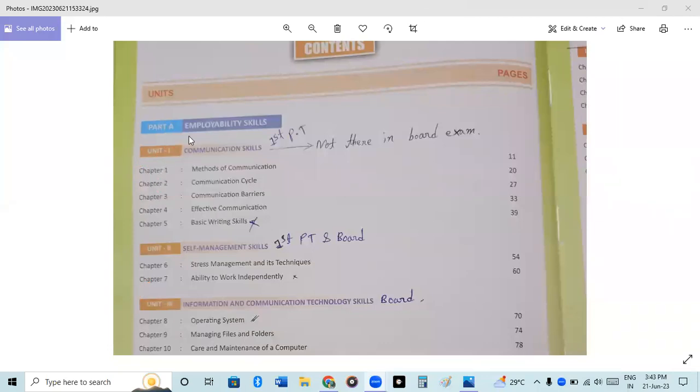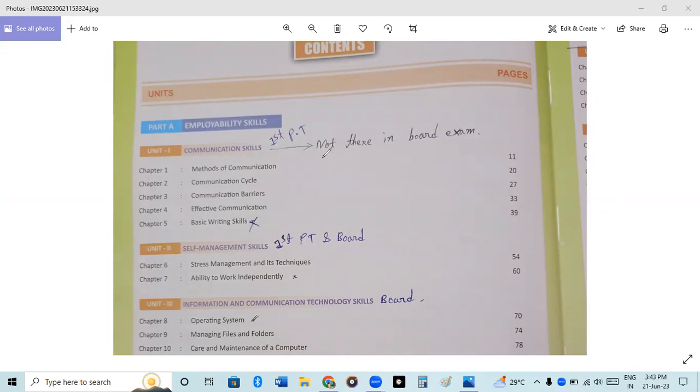Under communication skills, the first chapter is methods of communication, the second chapter is the communication cycle, the third chapter is communication barriers, the fourth chapter is effective communication, and the fifth chapter is basic writing skills.